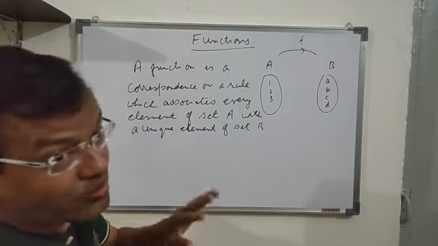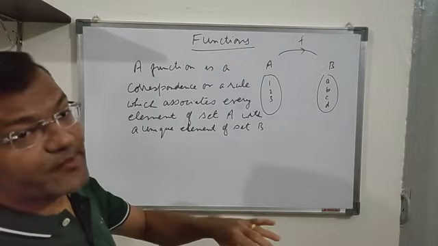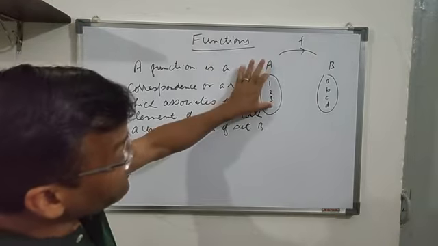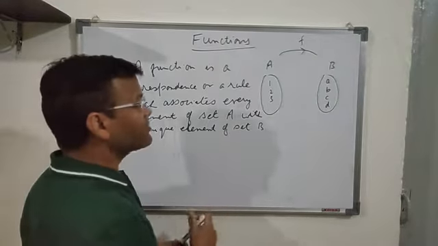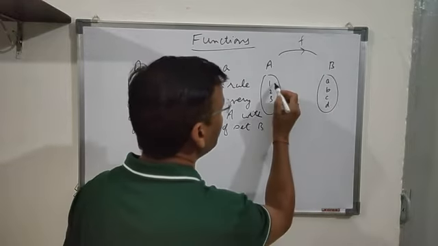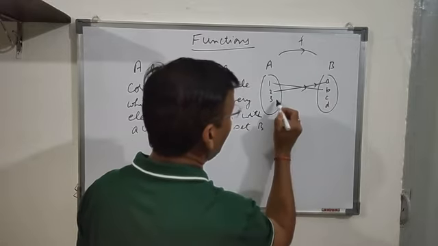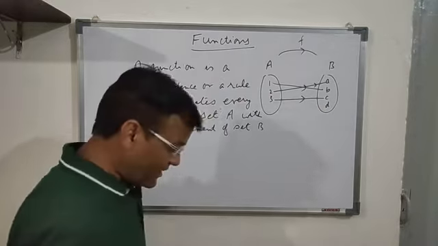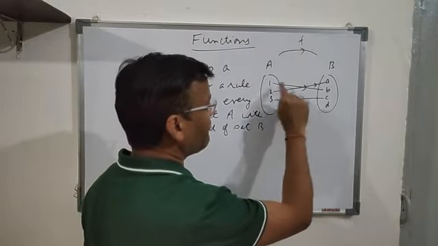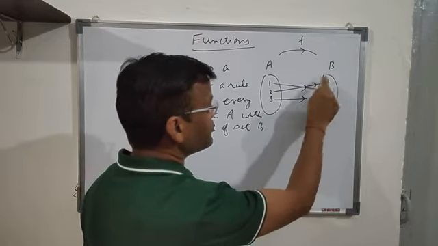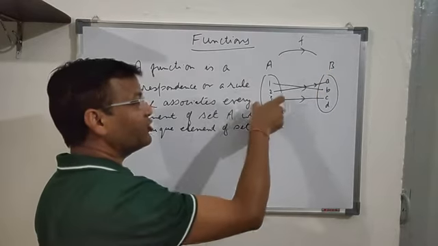It is very important to understand the difference between a function and a relation. Function is a rule or a correspondence which associates every element of the set A with a unique element of the set B. This we have studied earlier also. I'm revising the concept. Say I associate 1 with b, 2 with a, and 3 with c. Then this is the image of the element 1, this is the image of element 2, and this is the image of element 3. These are said to be the images, and these are said to be the pre-images.